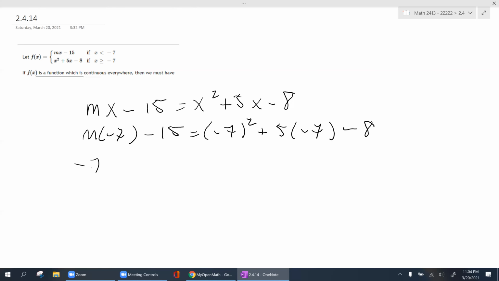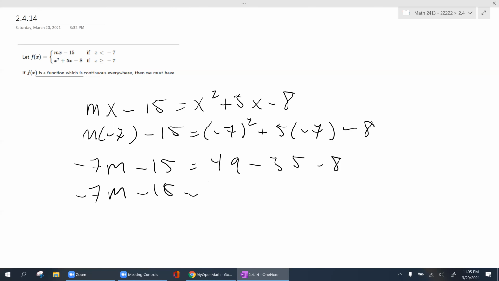Right, so this gives me -7m minus 15 equals 49 minus 35 minus 8. Go ahead and plug this in. This here on the right hand side gives me 6. I'm going to go ahead and add 15 to both sides. So this gives me -7m is equal to 21.